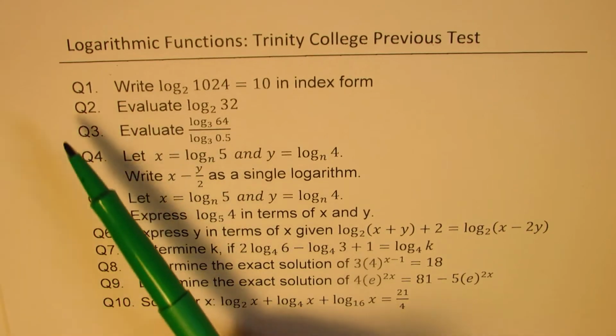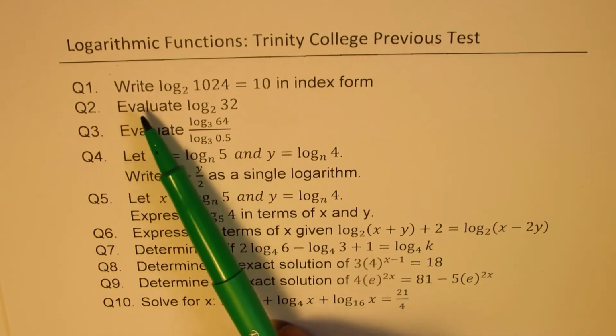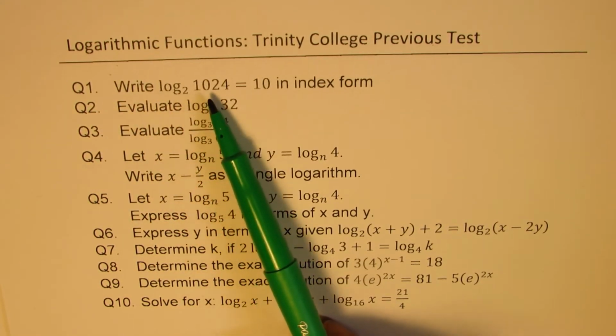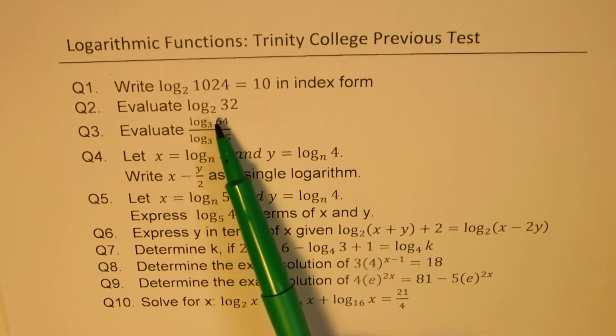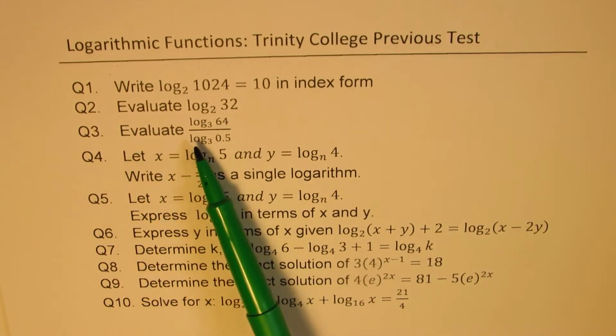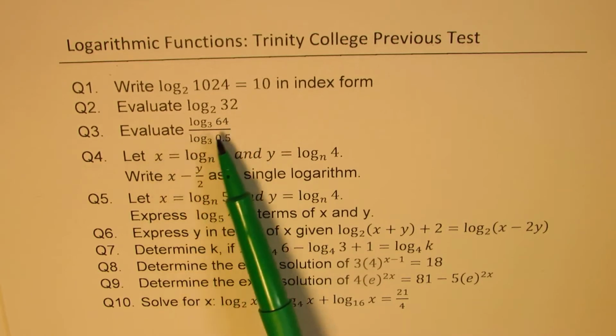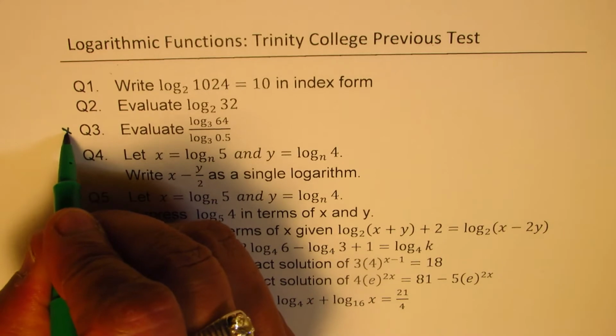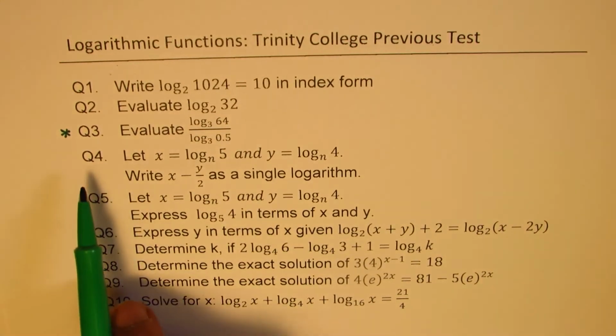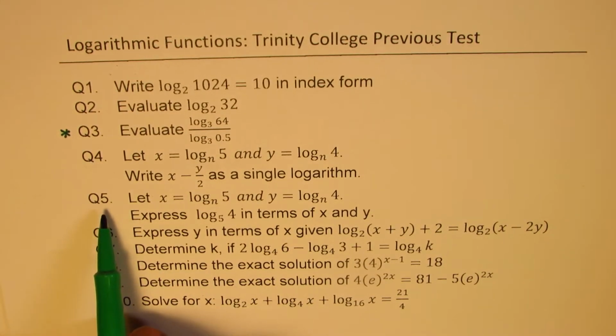We begin with very simple questions. Question number 1, write log to the base 2, 1024 equals 10 in index form. Evaluate log to the base 2 of 32. Evaluate log to the base 3 of 64 divided by log to the base 3 of 0.5. Now this is a slightly difficult question. Then we have two very similar questions here.